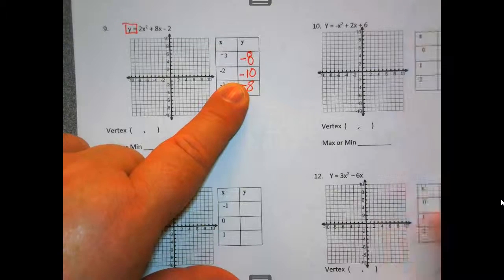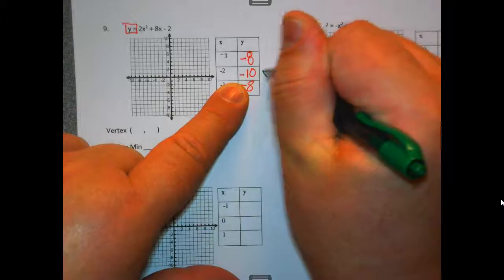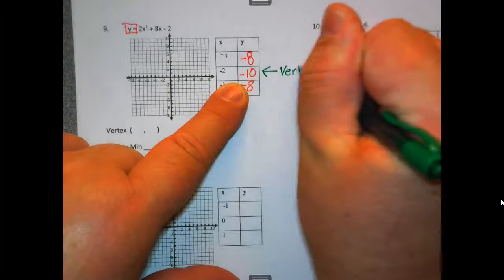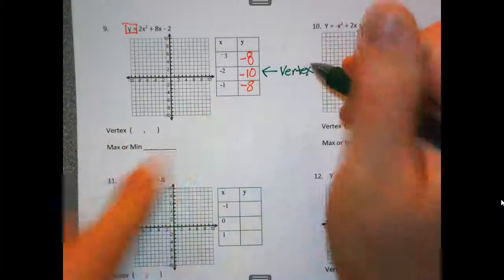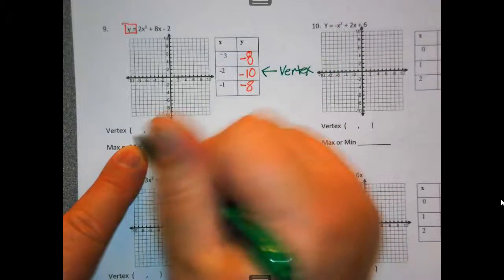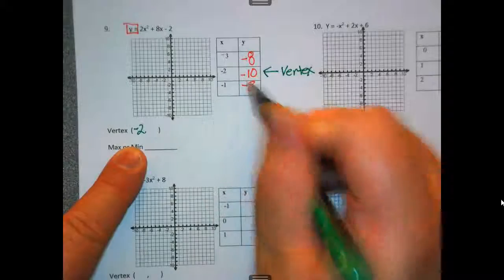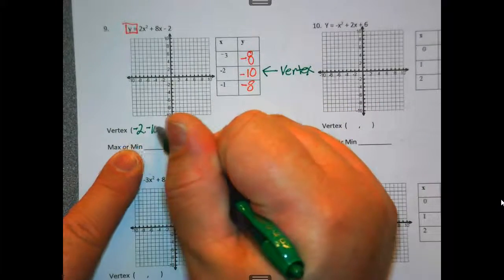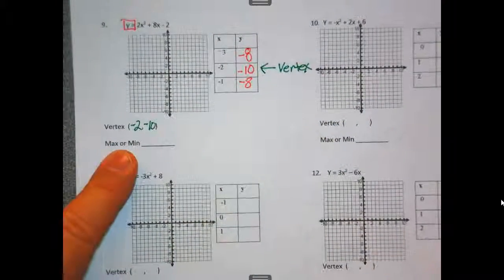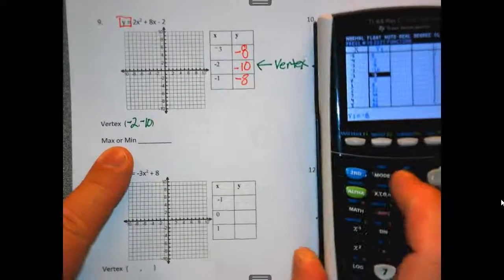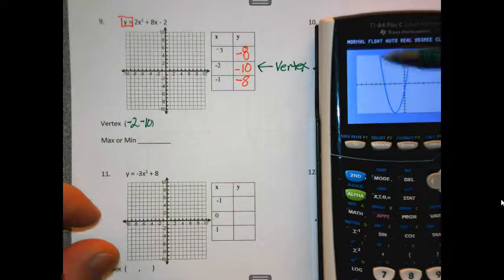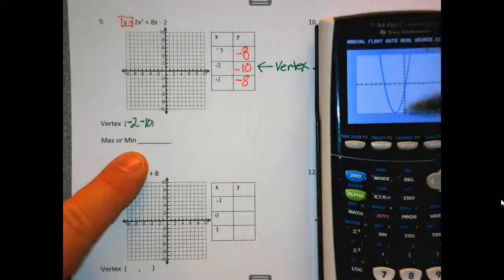Okay, so the vertex here is -2, -10. It opens upward, so I have a minimum, that's the smallest point, the lowest point.